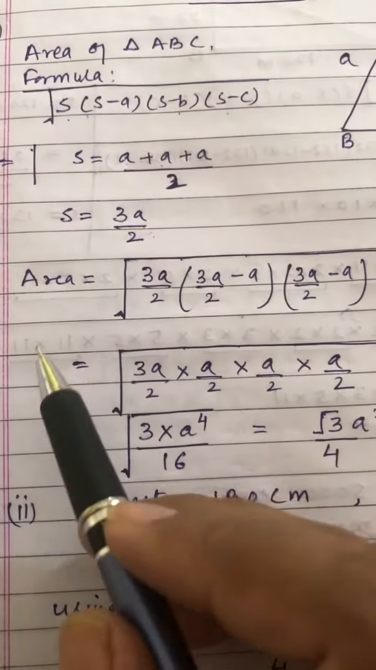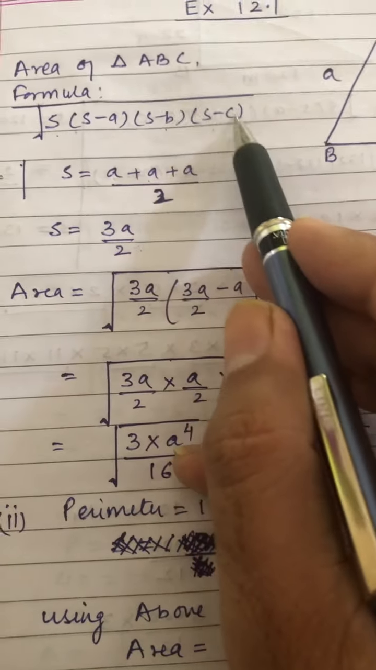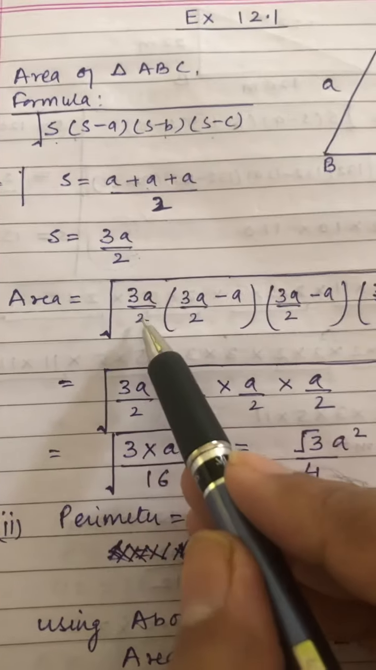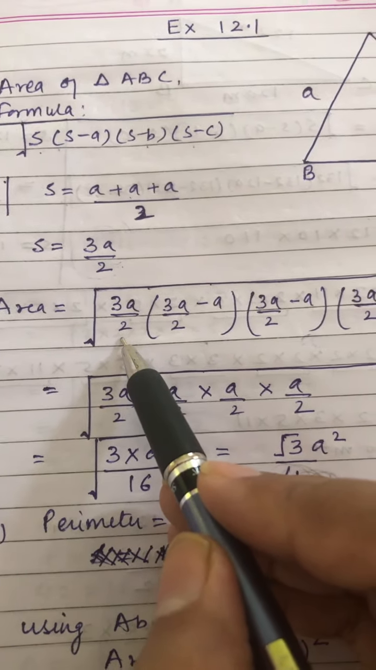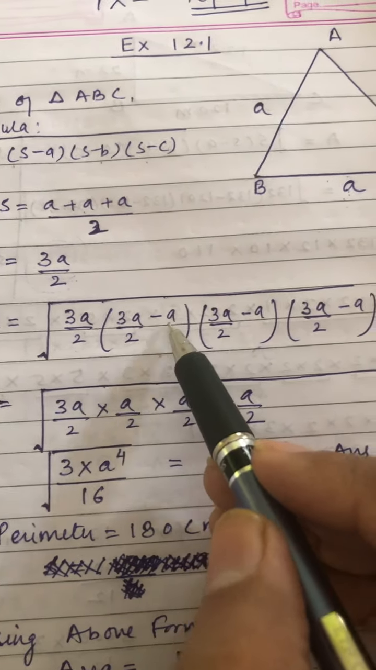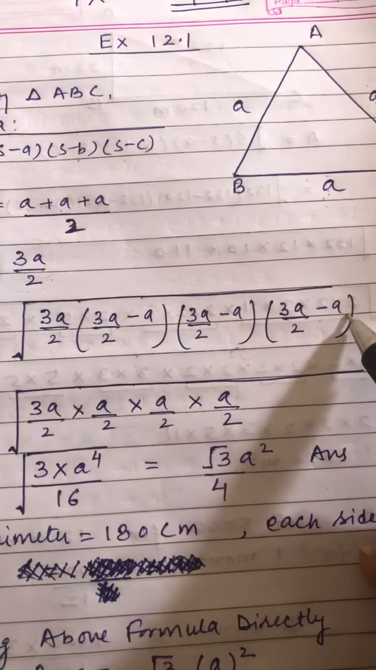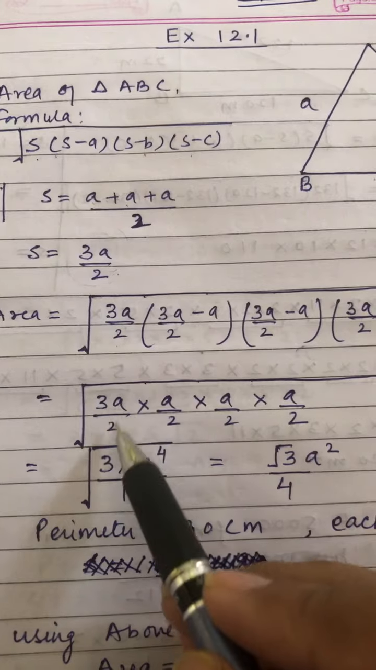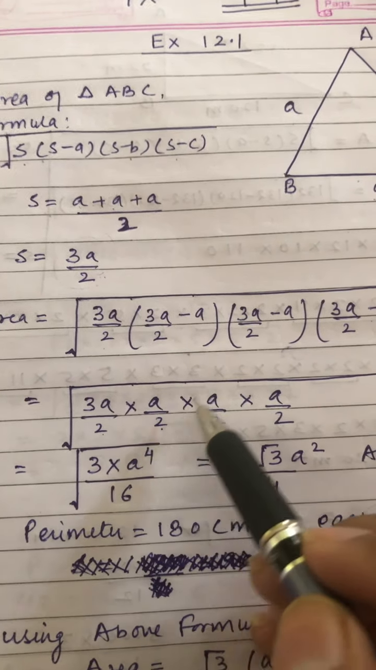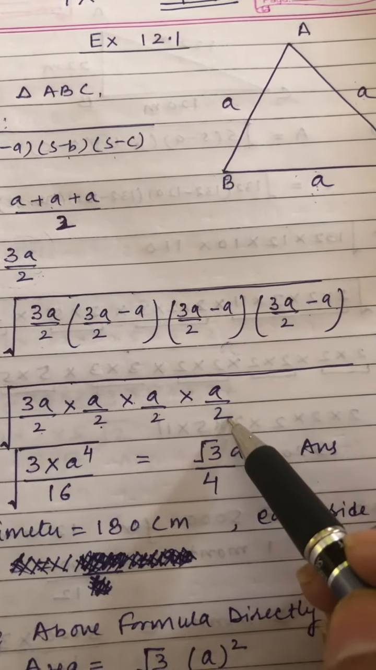Now when we find the area, it is S minus A, S minus B, S minus C. So in place of S, I will write 3A upon 2. So S minus A is 3A upon 2 minus A, then again 3A upon 2 minus A, and 3A upon 2 minus A. So what will you get? 3A upon 2 multiplied by, on simplifying, A upon 2, again A upon 2, and here also A upon 2.